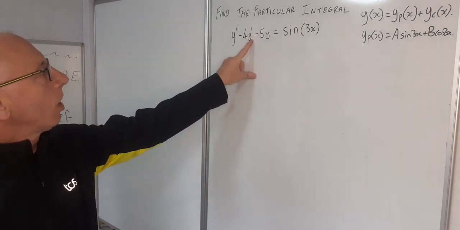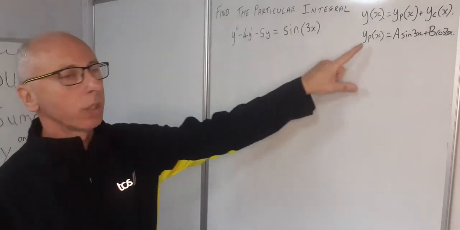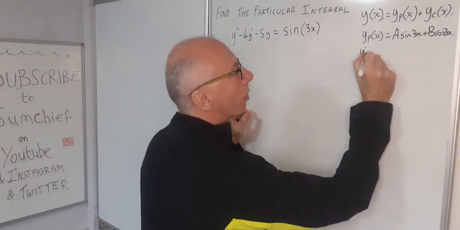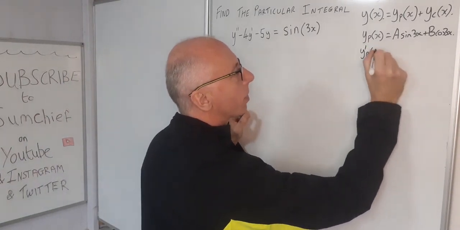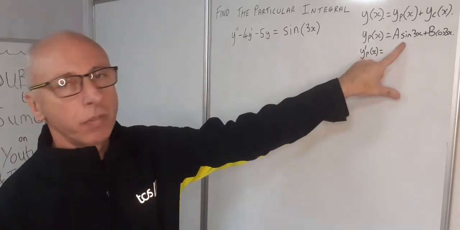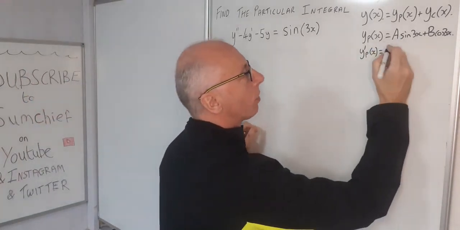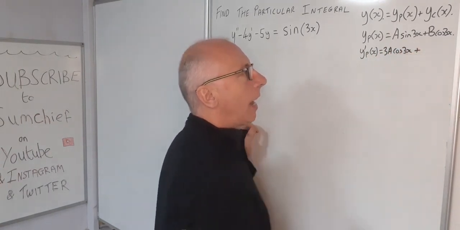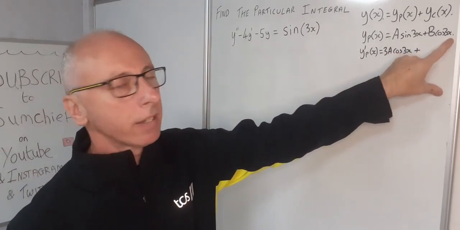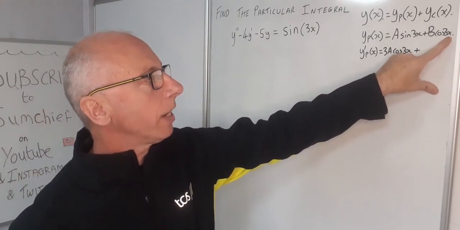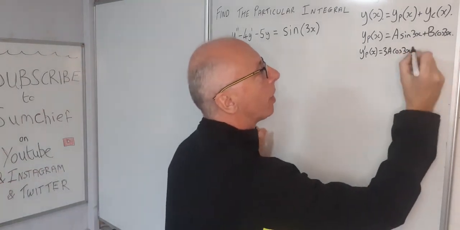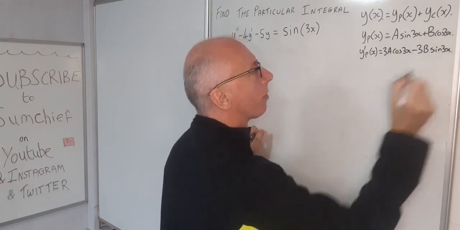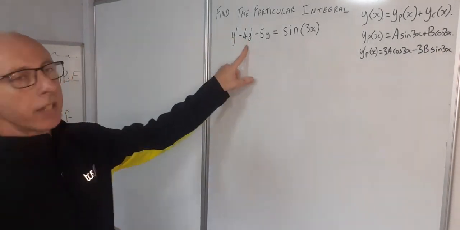Next thing we need to do is, since we've got y prime here, our trial solution will need to be differentiated. So y prime p of x, that's our first derivative. Taking the derivative of this is pretty straightforward. Using the chain rule, we've got 3a cosine 3x, and then for b cosine 3x, cosine gives us negative sine, and then the chain rule again, so this plus will become a negative. That's going to be negative 3b sine 3x. So that takes care of this term.